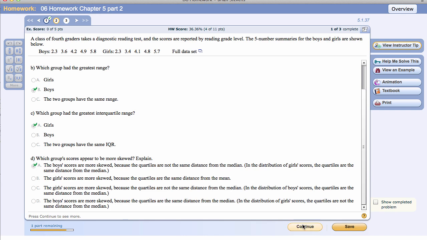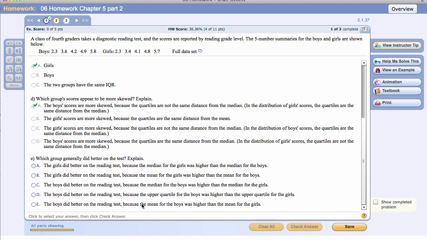Excellent. Which group generally did better on the test? Well, generally would be denoted by the median. So we need to look at the median right here. Boys have a higher median, so the only two answers would be ones involving the median, and the answer would be boys generally did better because of their median.